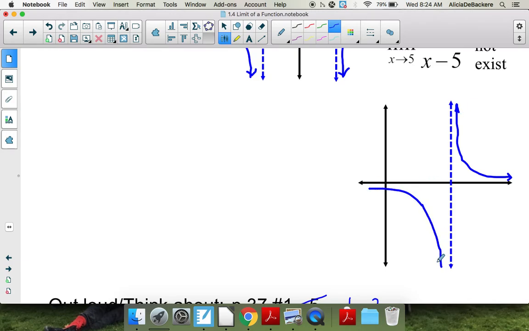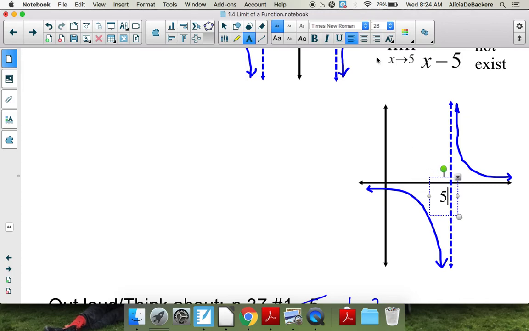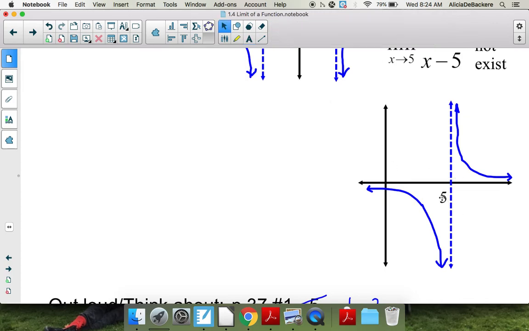And now we can see as we approach that 5 where our vertical asymptote is, remember that this is 5 here. As I approach that from the left-hand side, we can see that we've kind of proven our point here. As I approach from the left, I am approaching negative infinity. And as I approach from the right, I am approaching positive infinity. So of course, I'm not approaching the same value, and this limit does not exist.